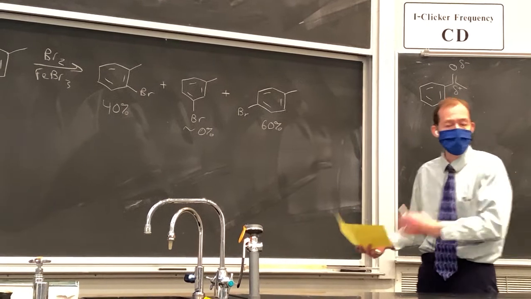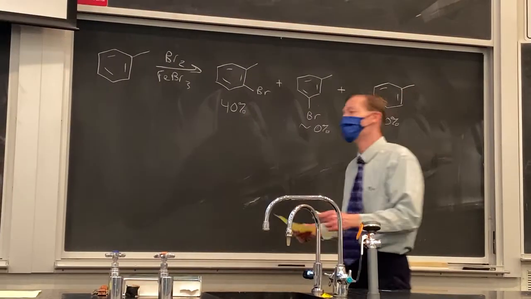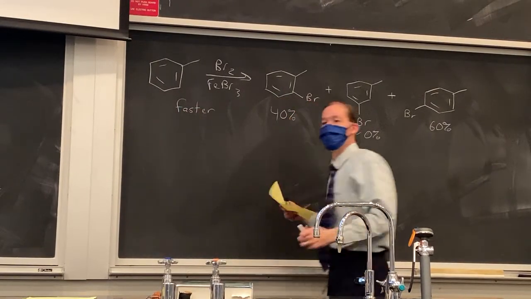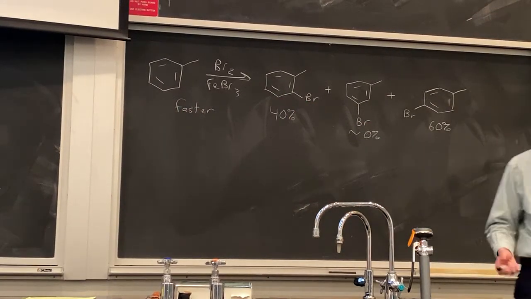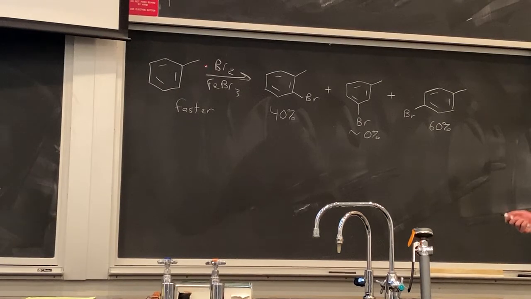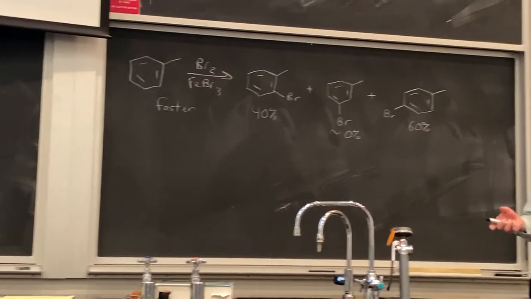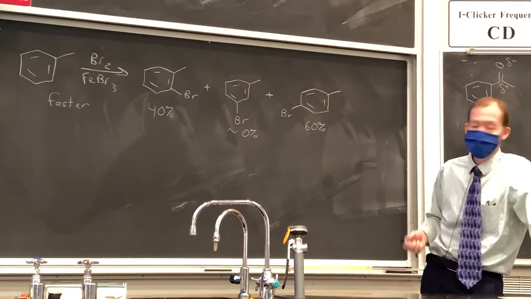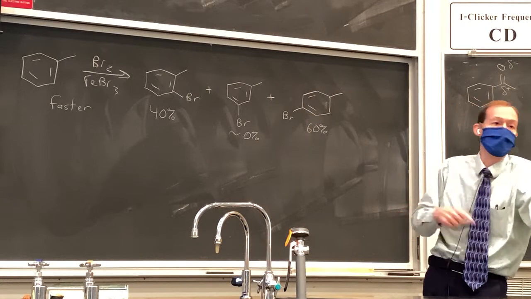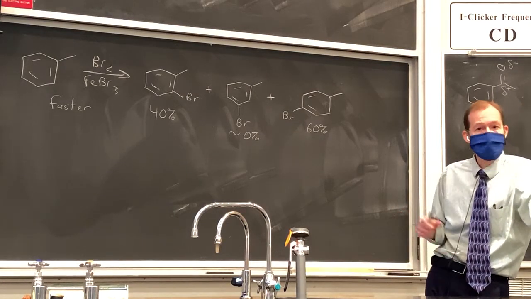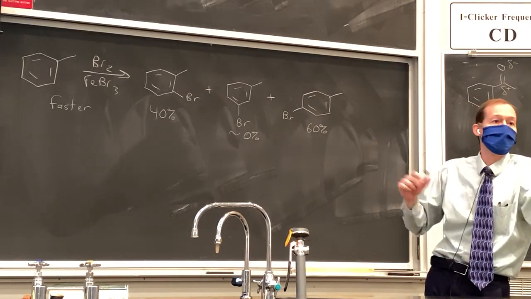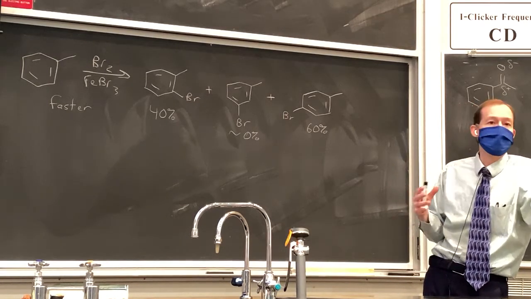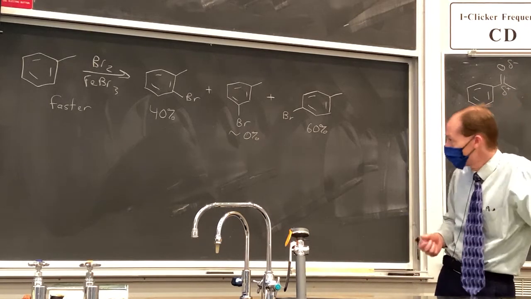And when we measure the rate of the reaction, we find that the bromination of toluene is faster than the bromination of benzene. Okay? So we would say that the methyl group is an activator, meaning it makes the ring react faster than benzene itself, and it is an ortho-para director. And this is common. Whenever you see ortho products, you typically also see para products, and you usually see them in close to a 1-to-1 ratio.